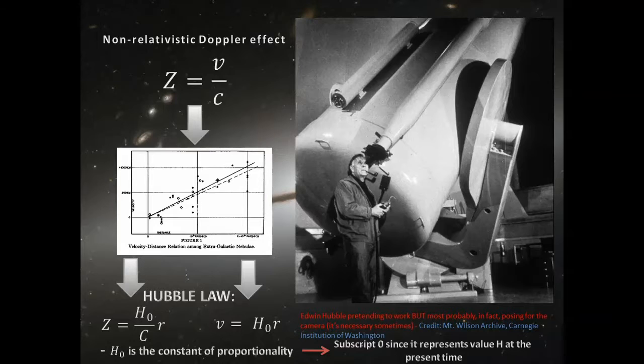As you can see, there is a subscript 0 on this proportionality constant. That comes from the fact that the Hubble constant varies as time moves on, or as you go back in time. So H zero represents its value at the present time.